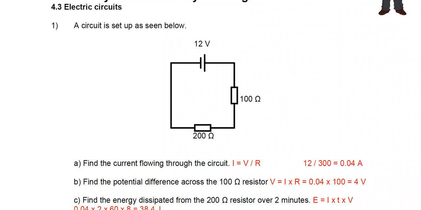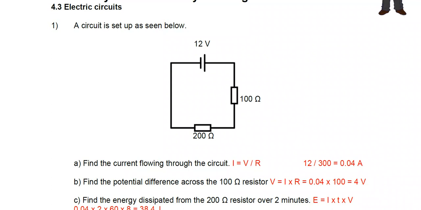So it's a series circuit, so the total resistance would be 200 plus 100, which would be 300 ohms. So V equals IR, so V over R equals I. 12 divided by 300 is 0.04 amps. Find the potential difference across the 100 ohm resistor.